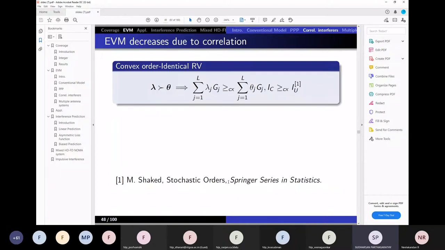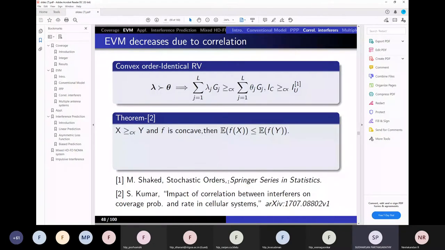Next slide, slide number 48. If lambda majorizes theta, it means that the summation of lambda j into gj is greater than or equal to the summation of theta j into gj. Because these are random variables, we can't just say greater than or equal to directly. We say it's greater than or equal to in the convex order. You remember what the summation of lambda j into gj was? If we go back to slide number 46, it was IC, the total interference power due to correlation. The summation of theta j into gj was IU, the total interference power in the uncorrelated case. So back to slide 48: the total interference power due to correlation is greater than or equal to the total interference power in the uncorrelated case.